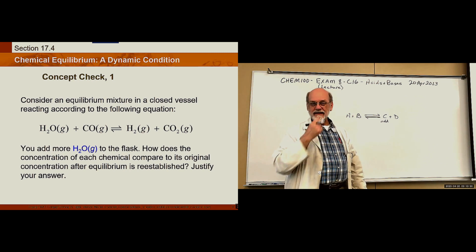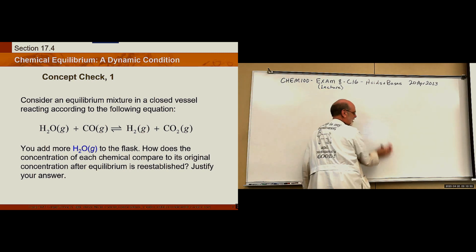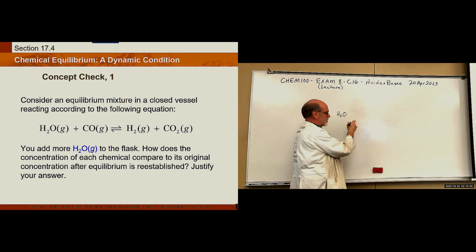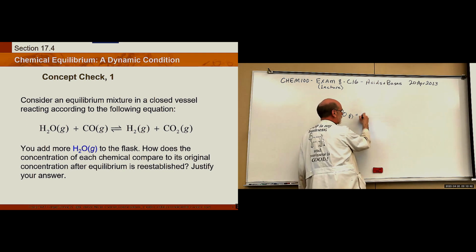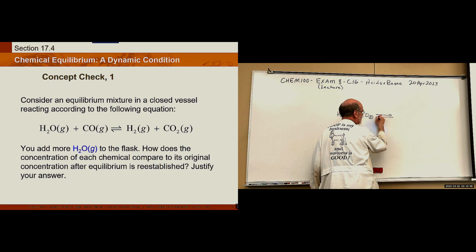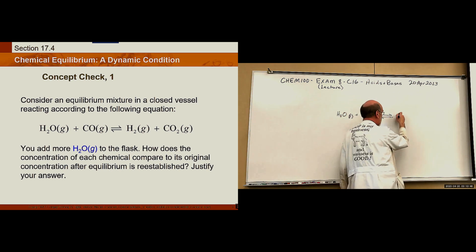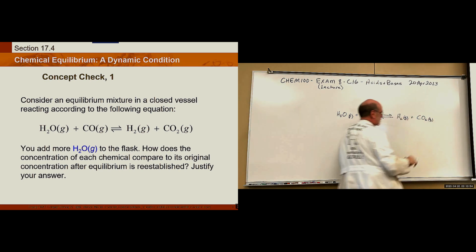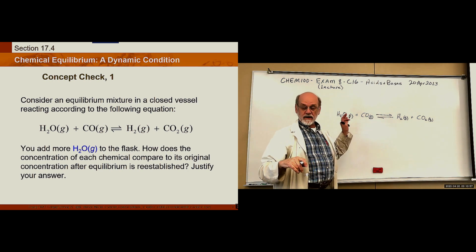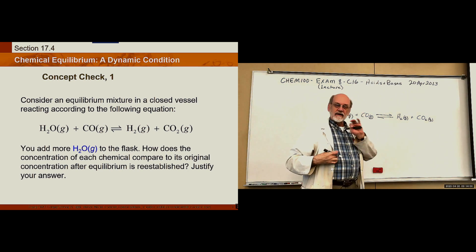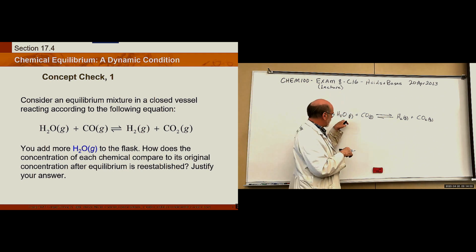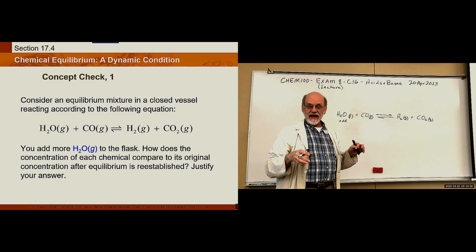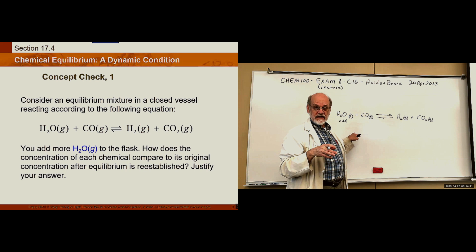Here's an example. So if we have water vapor, okay, gas phase, and carbon monoxide, and this is in equilibrium with hydrogen gas and carbon dioxide, then we know that the forward and the reverse rates are equal. Now, let's say what would happen if we add more water vapor? So we add more of this. What's going to happen? How does this concentration affect the equilibrium?